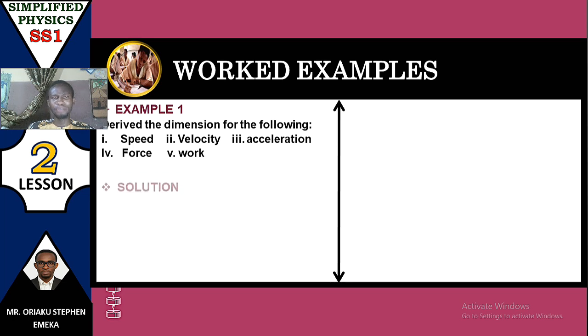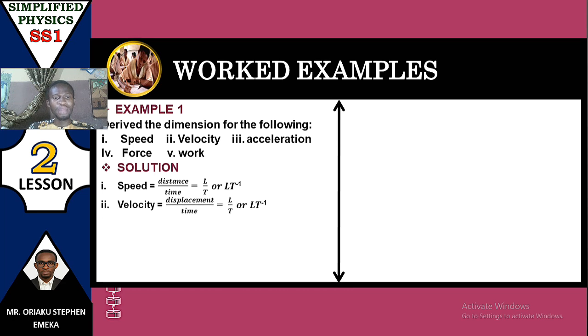For example, solution. What is the formula for speed? I gave that earlier on. Speed is distance over time. So we ask ourselves, what is the dimension for distance? Distance is a length, so the dimension for length is L, and the dimension for time is T. So the dimension for speed will be L over T, which is L T to the power minus 1.